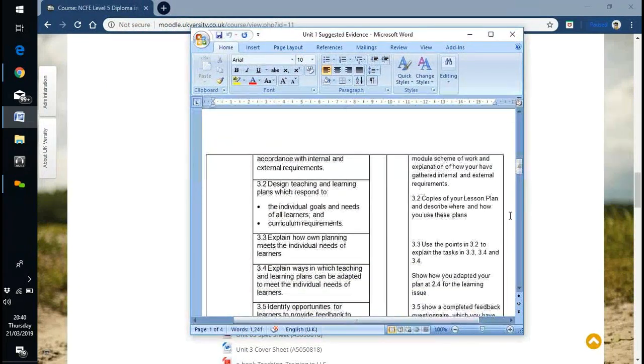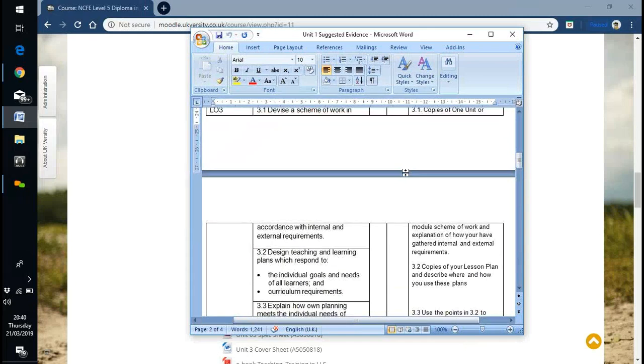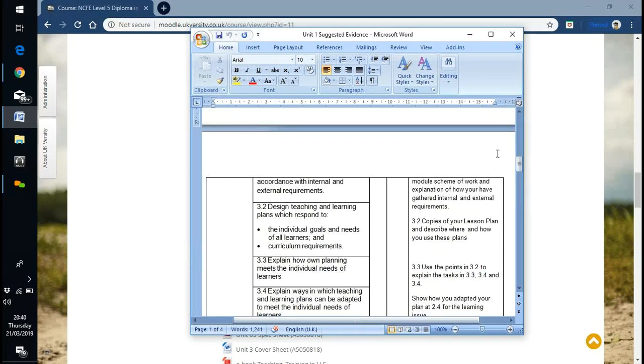Right, so 3.2. Again, it's looking at your teaching and learning plans from your scheme of work, yeah? To show that they respond to the individual goals and needs of your learners and curriculum requirements. So, again, copies of your lesson plan and describe how and where you use these plans.